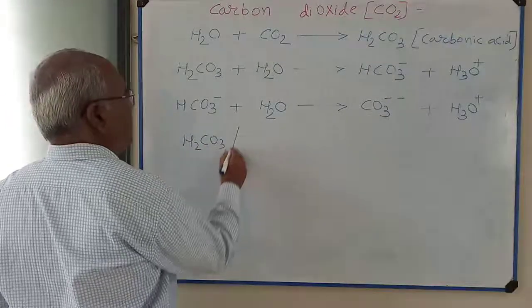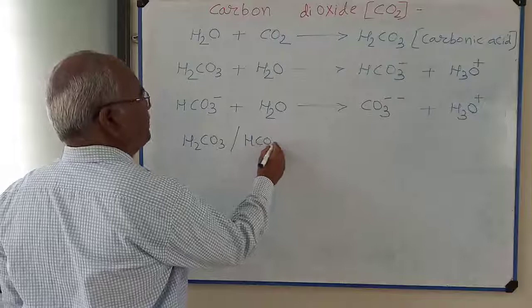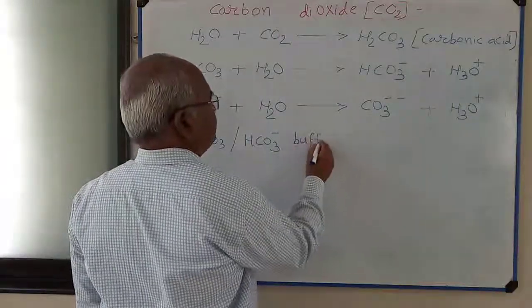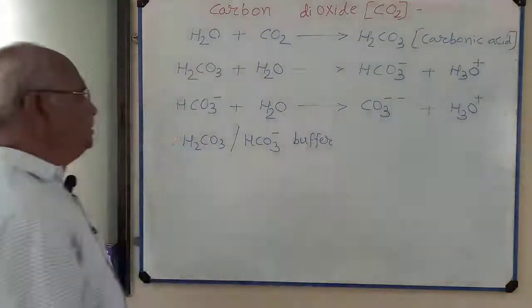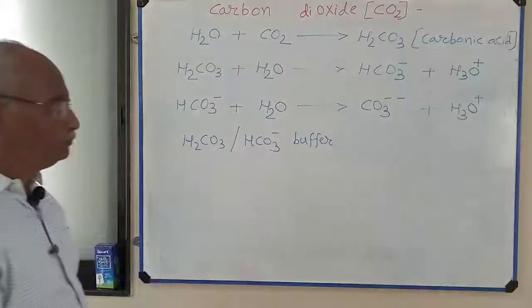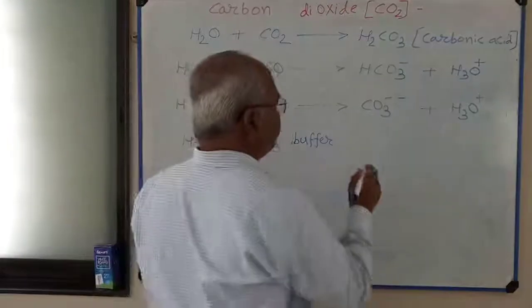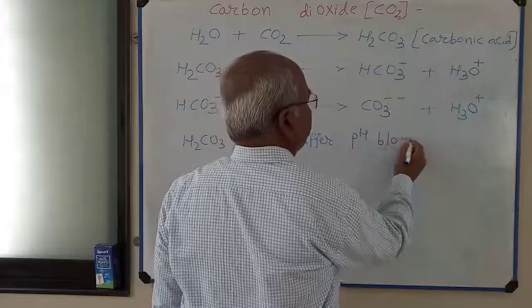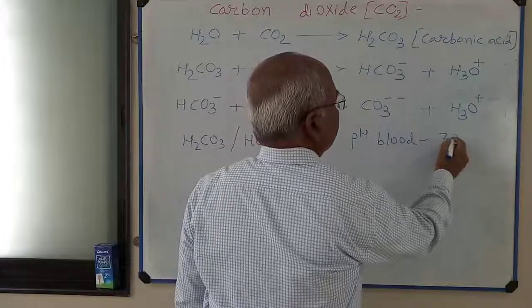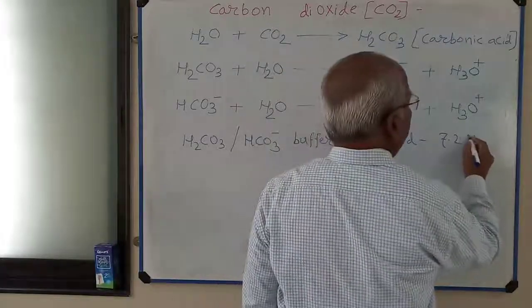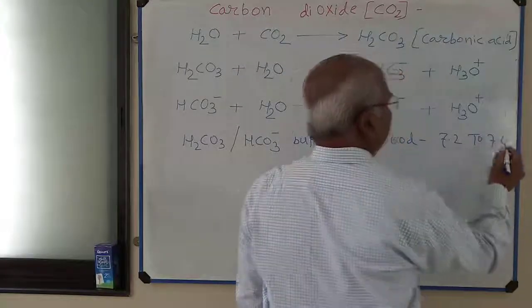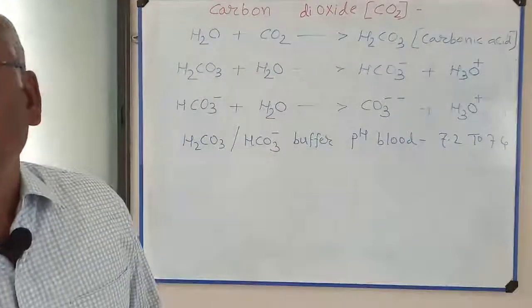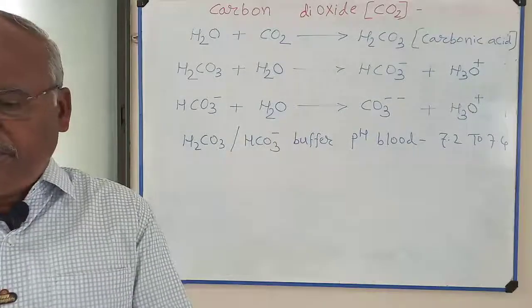Here H2CO3 and HCO3 minus act as buffer. This is buffer. This buffer maintains the pH of the blood between 7.2 and 7.4.